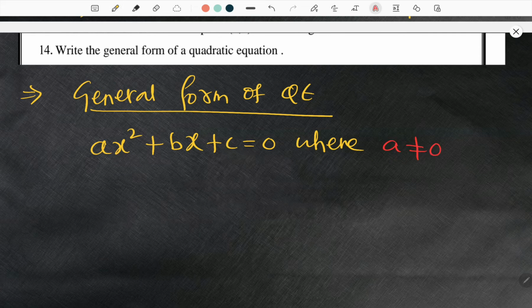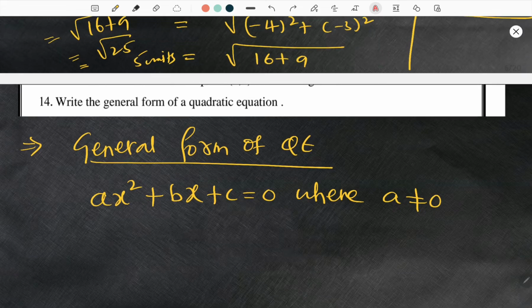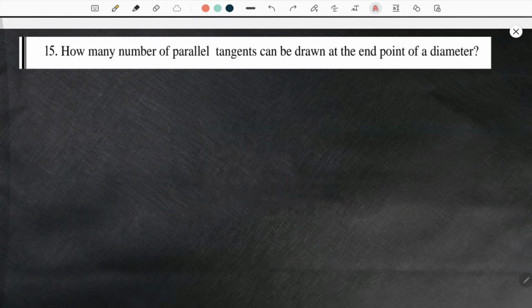Okay, many people don't write this condition. You must write this condition where a is not equal to 0. This condition must be there. Alright, so this is the proper answer. Fine then, moving forward to the next question.